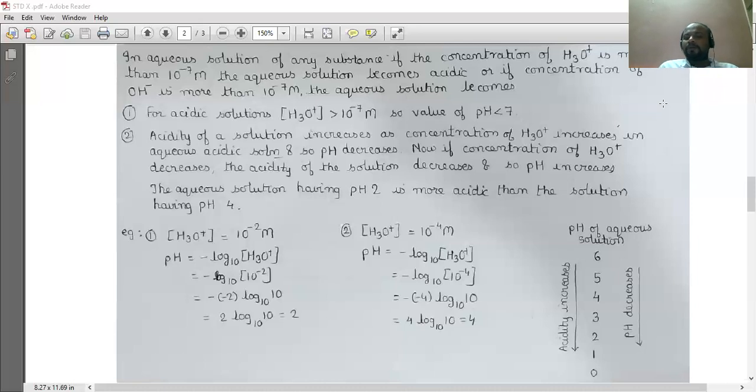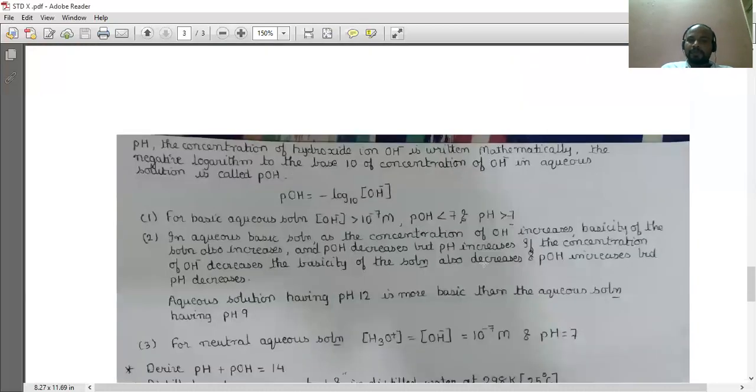We'll just see how the pH varies in an aqueous solution. For pH of aqueous solution, if we write the values down from 6 to 0, when pH decreases, the acidity increases. So if pH is 6, the acidity is less. But if the pH is decreasing, that is 5, 4, 3, 2, 1, you can see there is an increase in acidity. Moving on further to the content related to basic solutions.